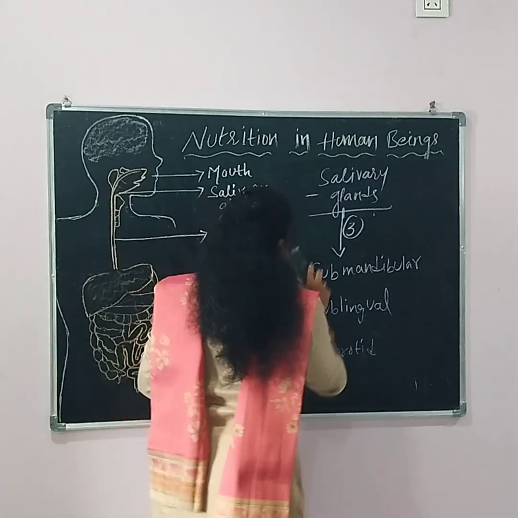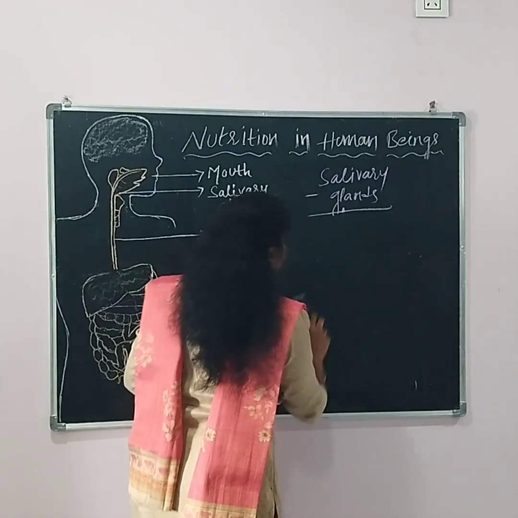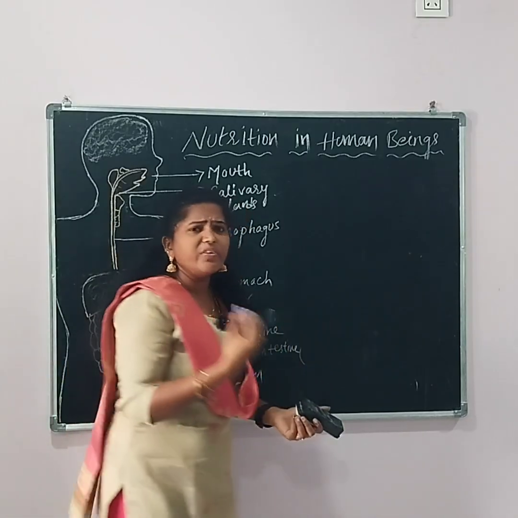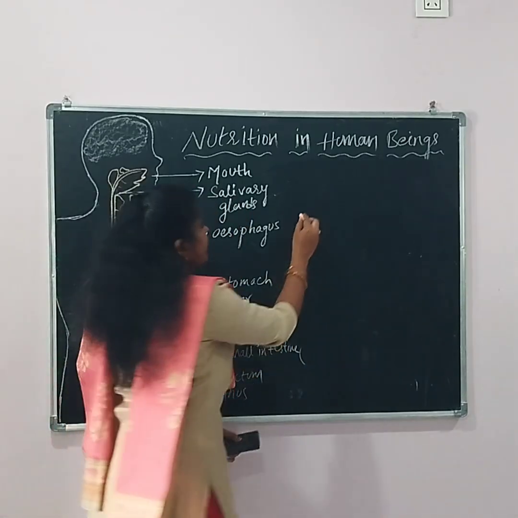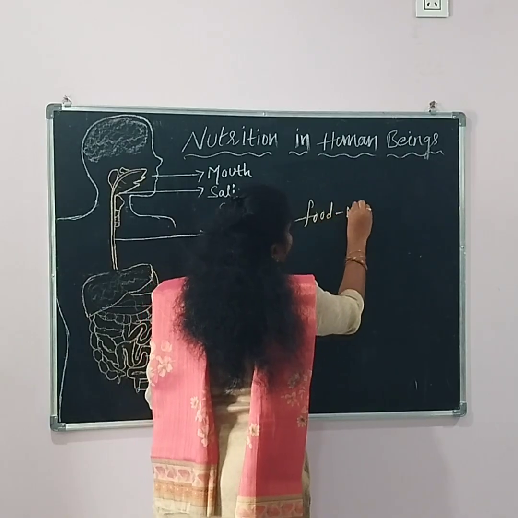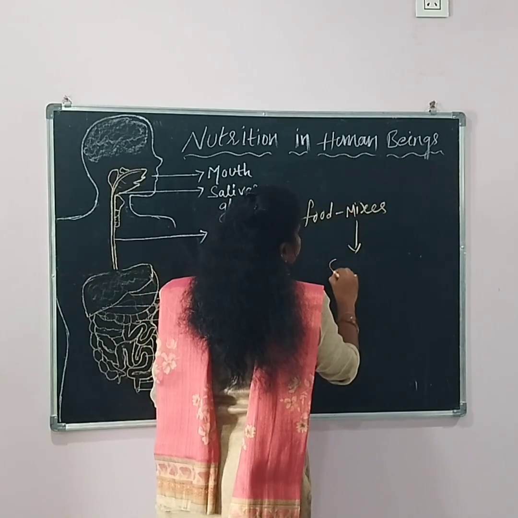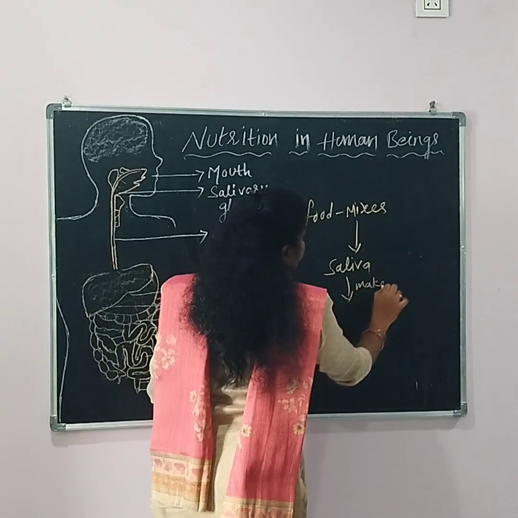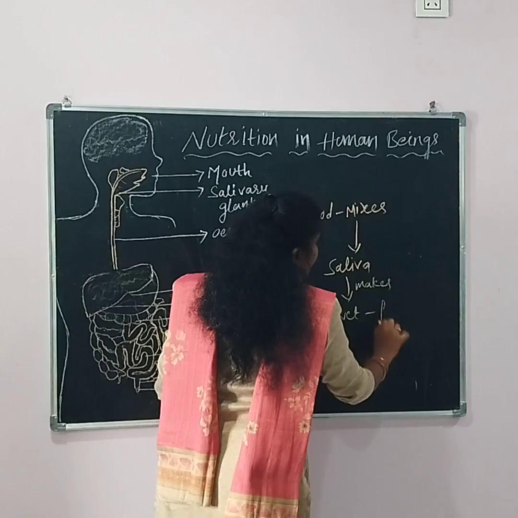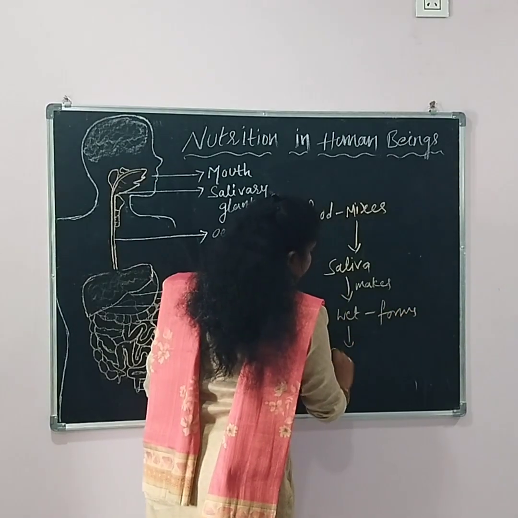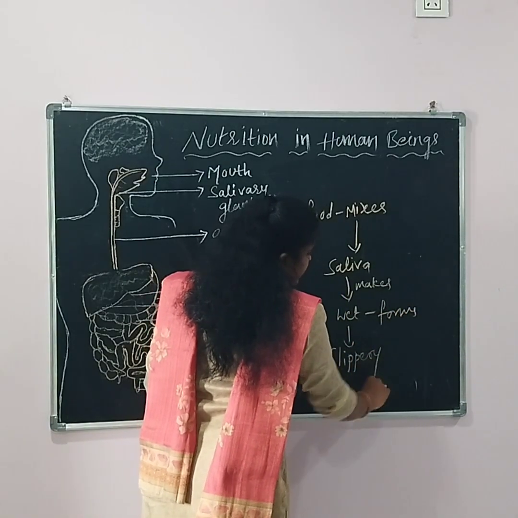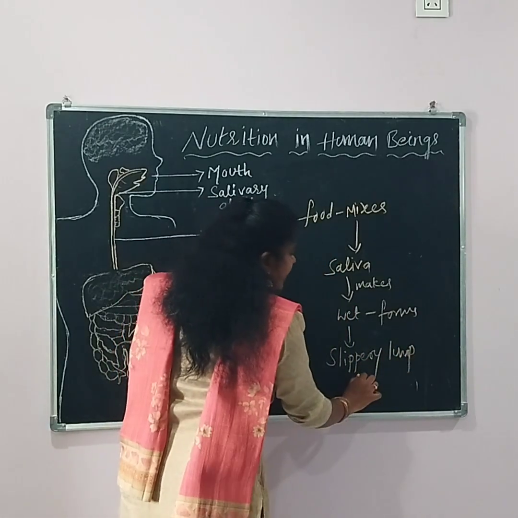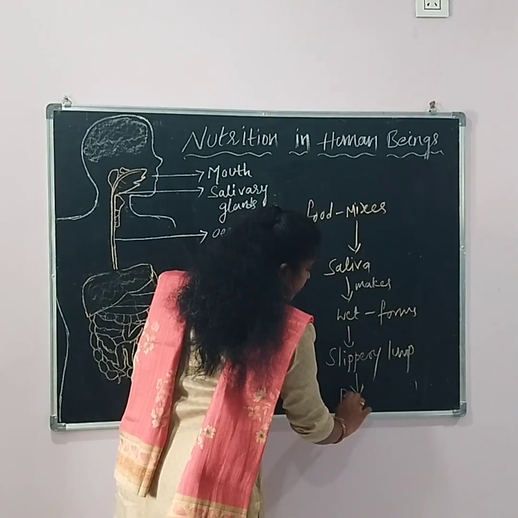And next, saliva. Whatever food we take, that food mixes with the saliva. Food mixes with the saliva, becomes wet and forms a slippery substance, a slippery lump. That slippery lump is called the bolus.